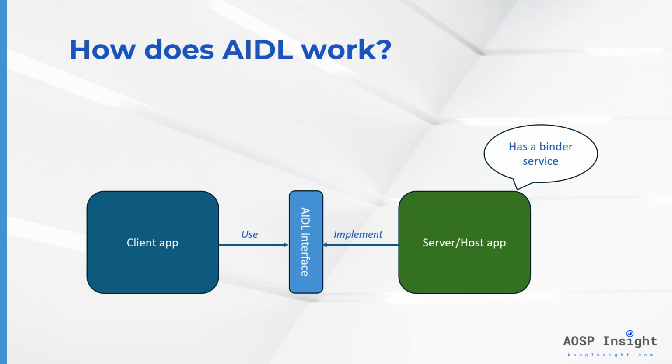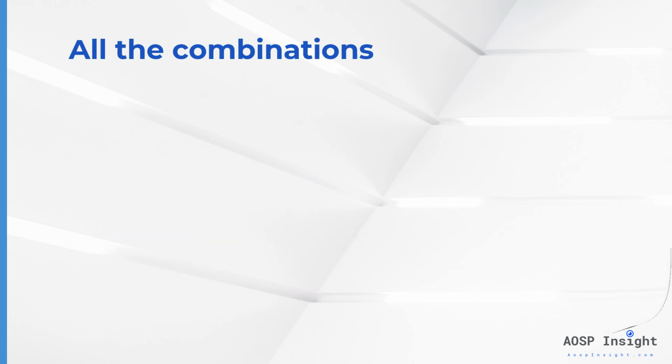This setup allows the client application to access and utilize functionalities provided by the server application, even though the two operate in separate memory spaces or processes, which doesn't matter. This mechanism simplifies inter-process communication, or IPC, making remote method invocation straightforward and efficient. That should be sufficient as an introduction to AIDL. Now is the right time to delve into various scenarios and combinations that might arise when working within the Android platform, particularly when using AIDL as an IPC mechanism.